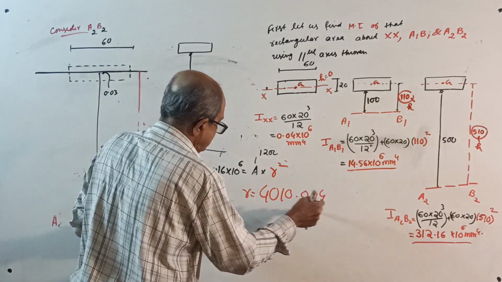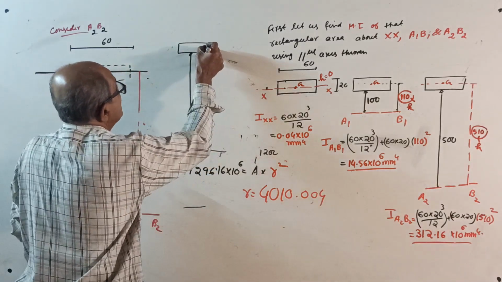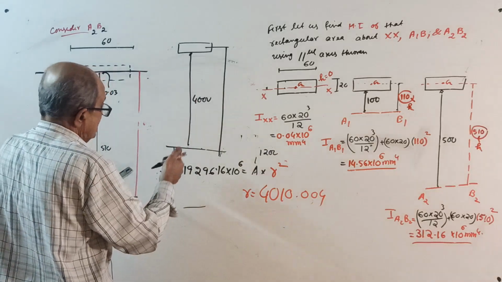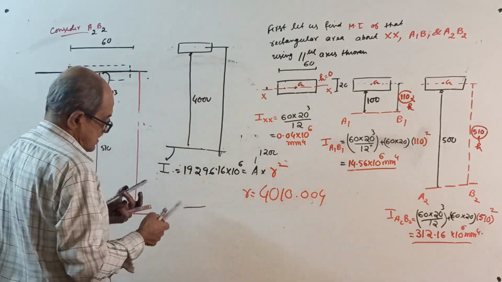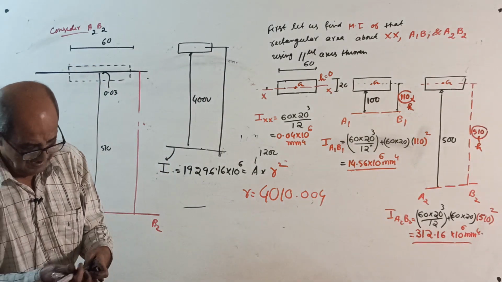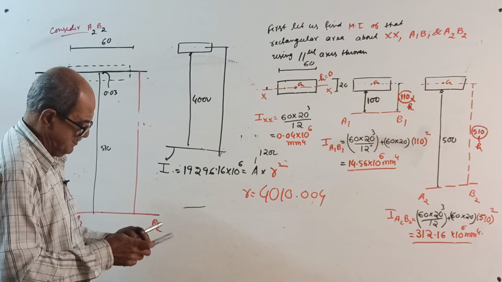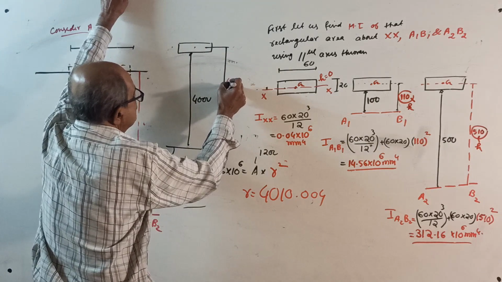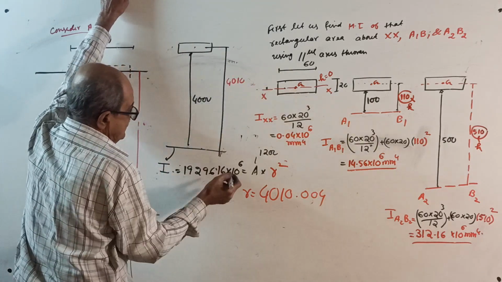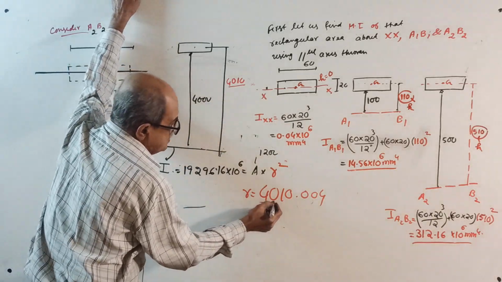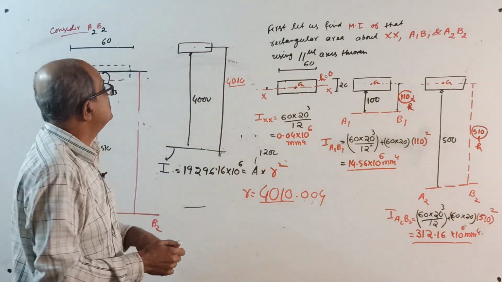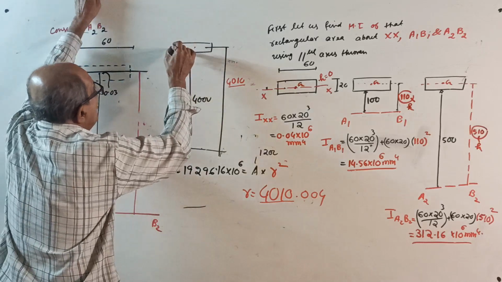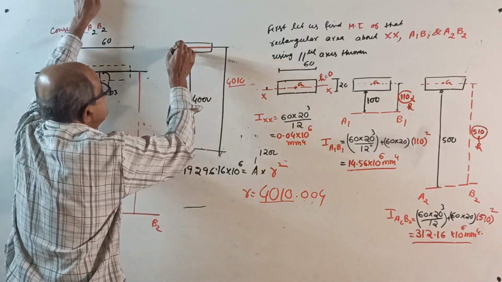So r is 4010.004. Now from here to the centroid G, in red color, how much is it? The centroid is at 4000 plus 10, which is 4010. So 4010.004 means you can tell the entire area is almost squeezed at the centroid.